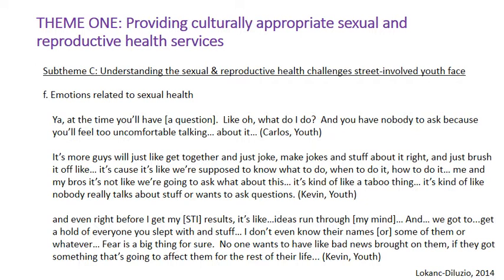And then Kevin actually spoke about fear. He said, but there is the fear aspect. Some people don't want to know. I know, like, when I go in and I'm not sure and I'm waiting, and even right before I get my results, it's like ideas run through my mind, and we got to get a hold of everybody you slept with and stuff. I don't even know their names or some of them or whatever. Fear is a big thing for sure. No one wants to have bad news brought upon them if they got something that's going to affect them for the rest of their lives.